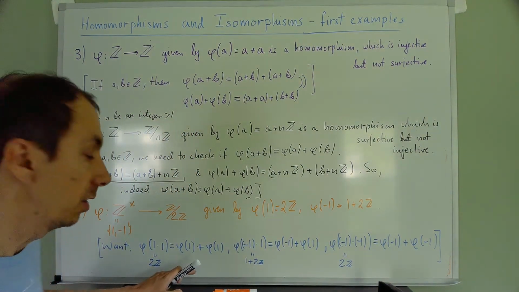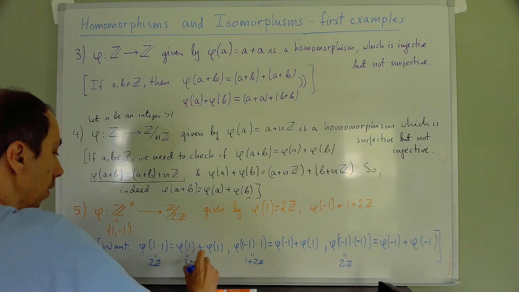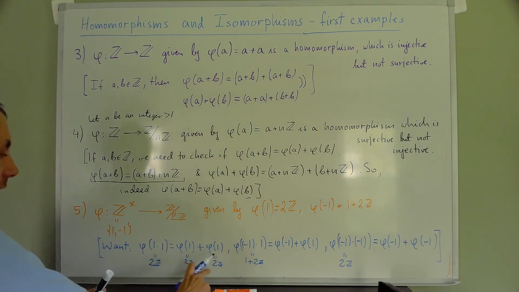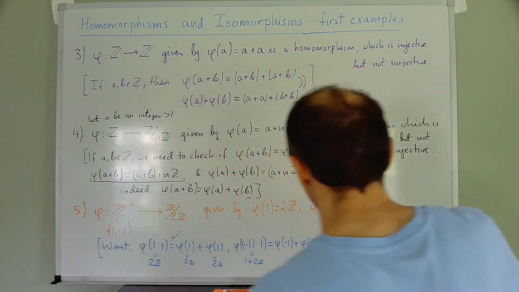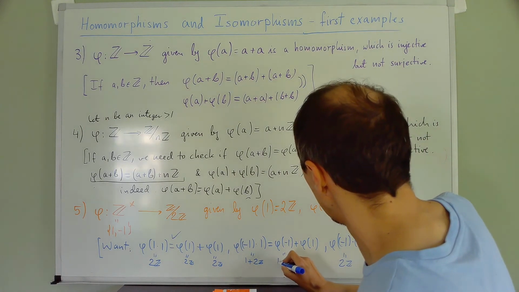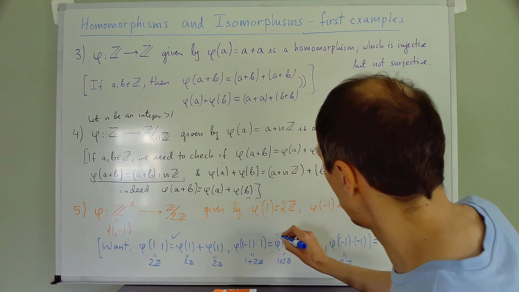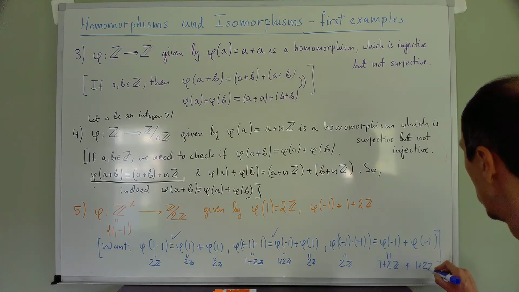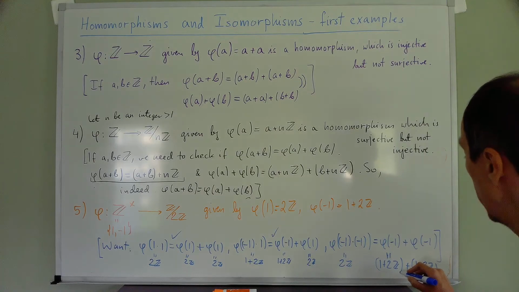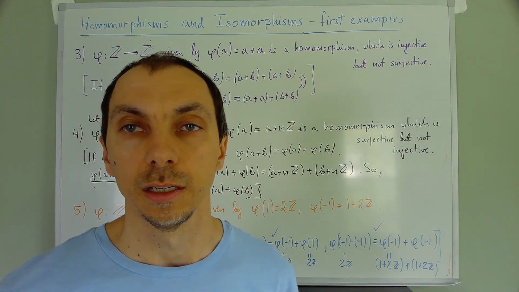Now let's check the other side. Phi of 1 is 2Z, and phi of 1 is 2Z. And that checks out: 2Z is equal to 2Z plus 2Z. Let's check this one. Phi of minus 1 is 1 plus 2Z, and phi of 1 is 2Z. So when I add these two, I do get 1 plus 2Z. So that checks out too. And finally, phi of minus 1 is 1 plus 2Z, and here again I get 1 plus 2Z. If I add them together, I do get 2Z. So this one checks out too. So this is a homomorphism.